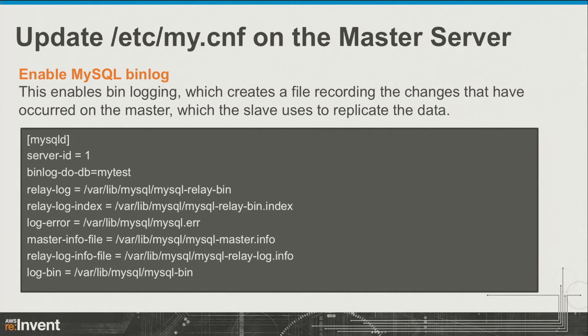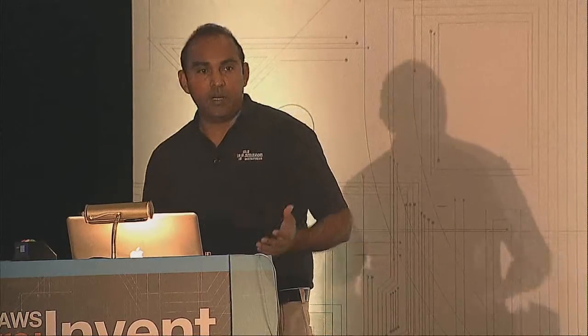This is where you enable replication on your master database. The server ID, the bin log and the relay log are the things that you update in your file. This enables bin logging, which creates the files that record the changes that have occurred on the master database. So this is what you do on the master database.